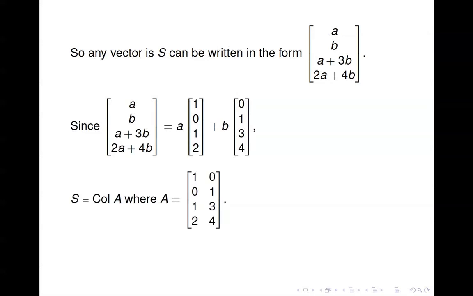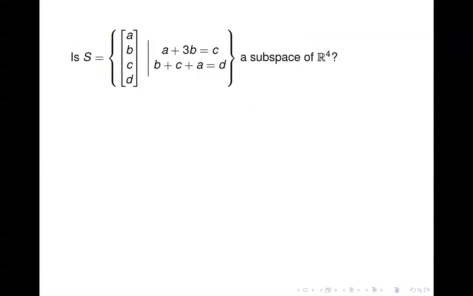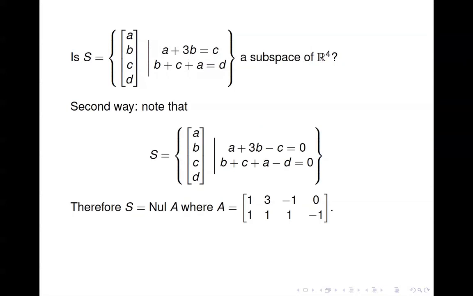And so S is equal to the column space of A, where A is given here, and thus S would be a subspace of R4, since the column space of any matrix is a subspace. Now the other way to look at it, so I rewrote the problem here, the other way to look at it is to note that we could write S in this form.